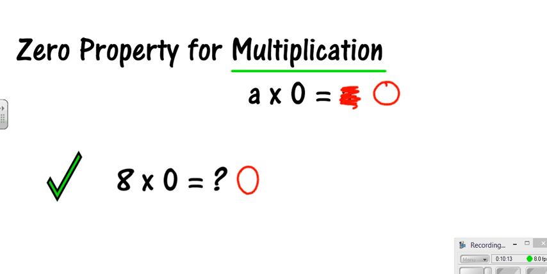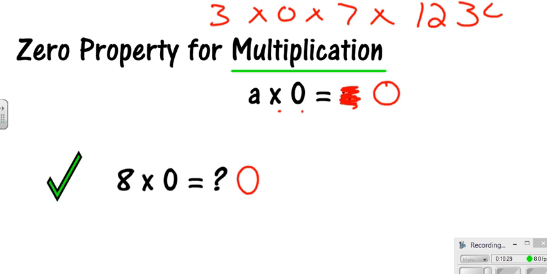And so we have this idea, a very simple property, but we know that when we see something multiplied by 0, we're just going to go right to 0. So if I put a series, 3 times 0 times 7 times 1,234, I can look at this entire expression and say, okay, I see a 3, 7, boom, there's a 0. Identify the 0. You got the 0 property. Boom. The whole answer is going to be 0.